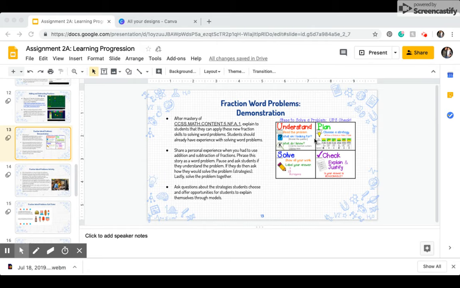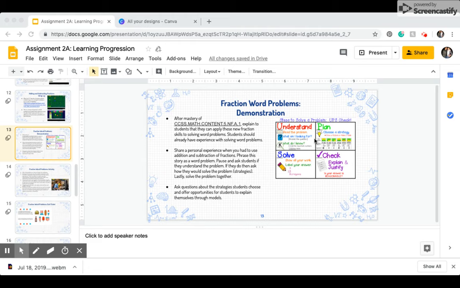Frame the problem as a personal problem and ask students for their help. How would they strategize in getting the right amount of sugar for your cake? And solve the problem together. Also, constantly remind your students of the steps for problem solving, not just for the use of addition and subtraction in fractions with different denominators and making them equivalent. So discuss the strategies that they use, offer opportunities for students to explain themselves through models, if you can.